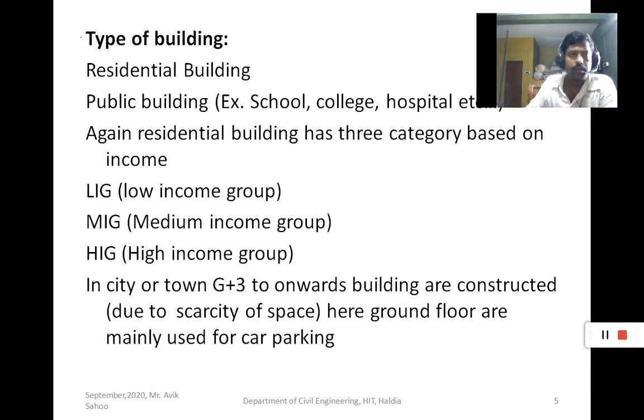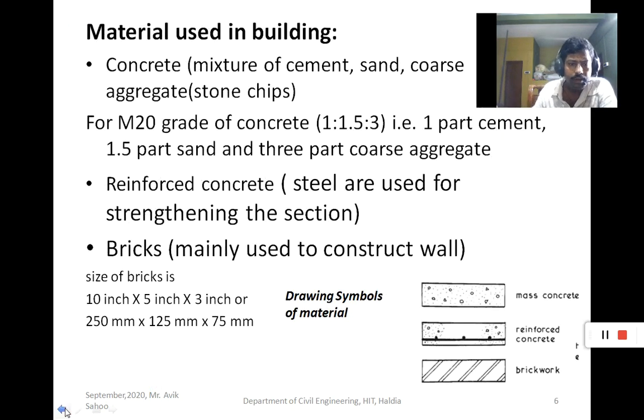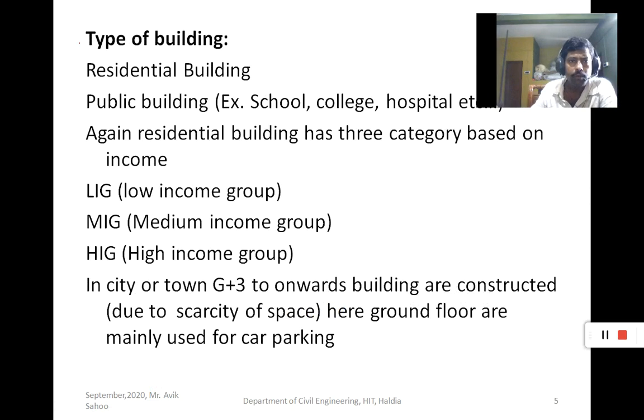Now next I shall discuss the different types of buildings. Generally buildings are constructed for different purposes. Buildings have two types. One is the residential building, another is the public building. For public purpose the buildings are constructed, and for residential purpose the residential building is constructed.